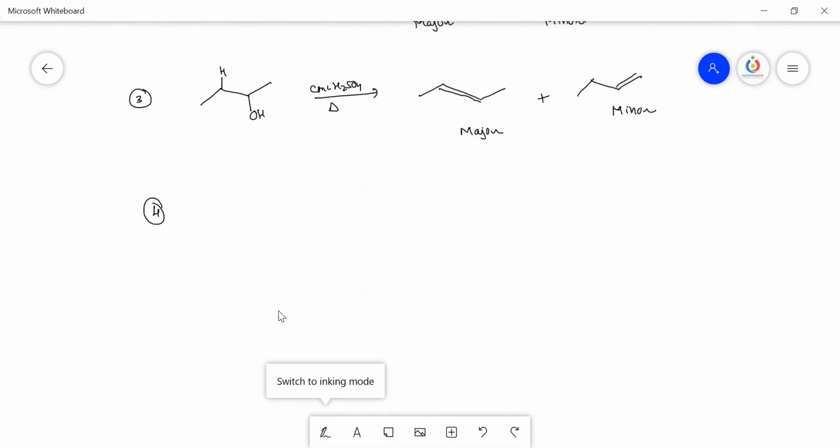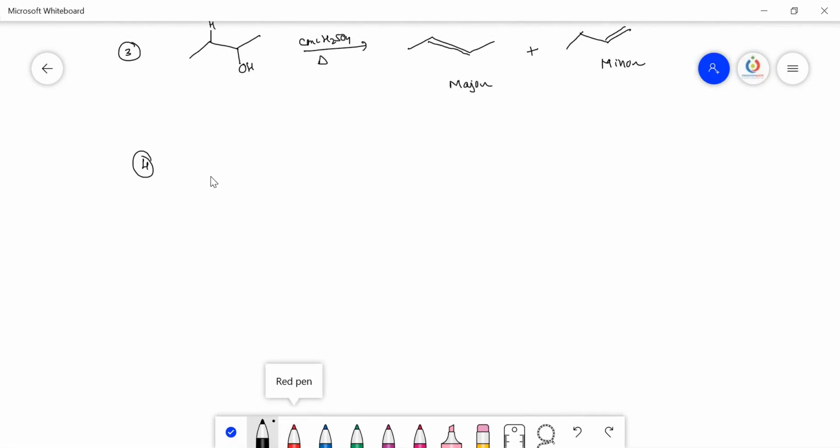Now let's take one more example. This is the one. So H plus ion. H plus ion in the sense H2SO4. You must remember that every time. Okay, anyhow. Concentrated H2SO4 and heat it. So what are the products here?